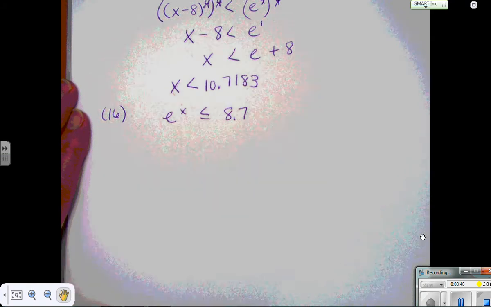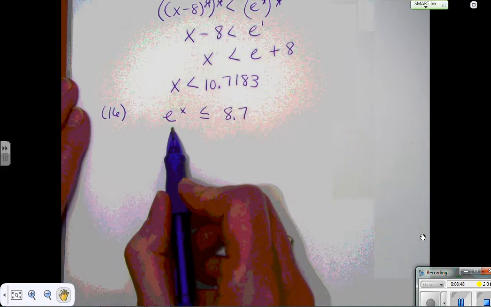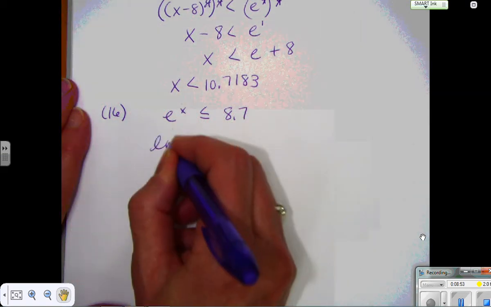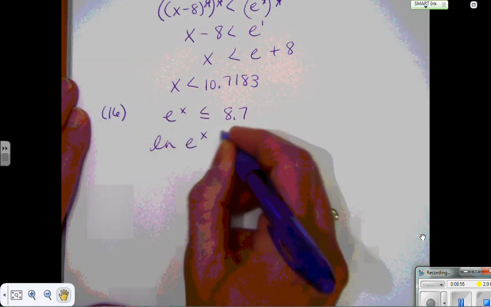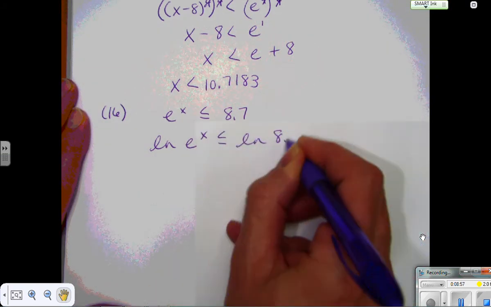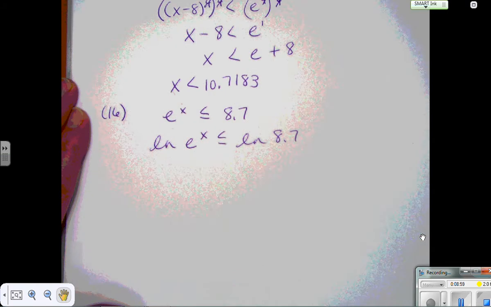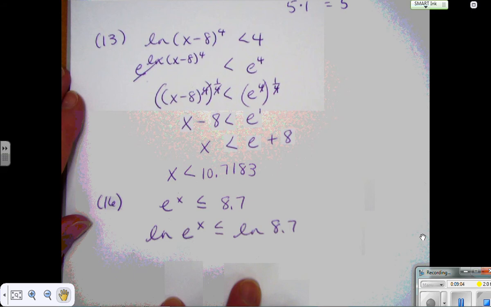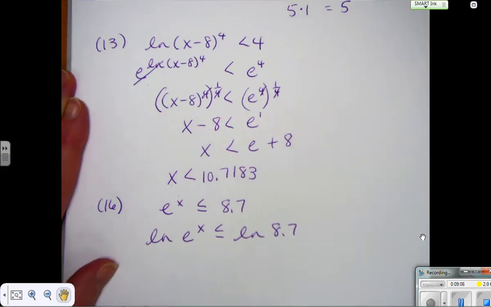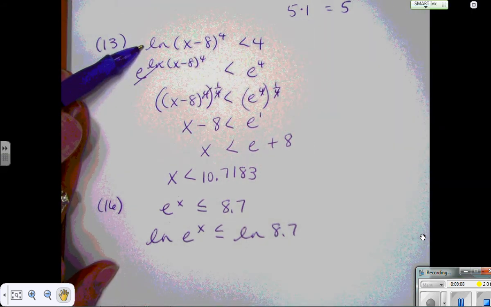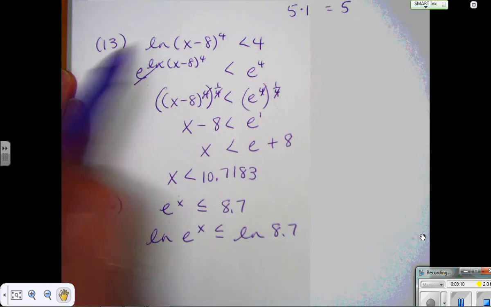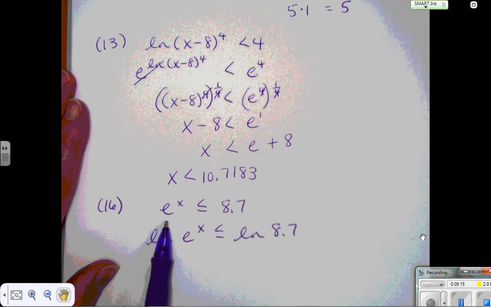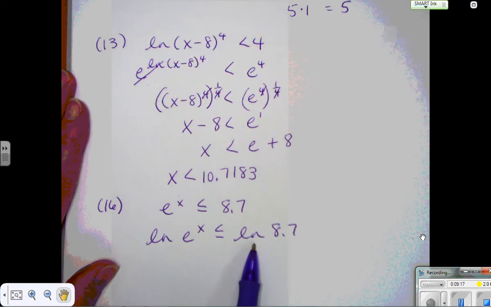So I already have this in base e. Okay, so when it's in base e, you're going to use a logarithm on each side. ln of e to the x is less than or equal to ln of 8.7. So when you start out looking at number 13, we're starting with ln. So I use base e and make both sides exponents. But this one I'm starting with e to a power, so I'm writing them both as logarithms.